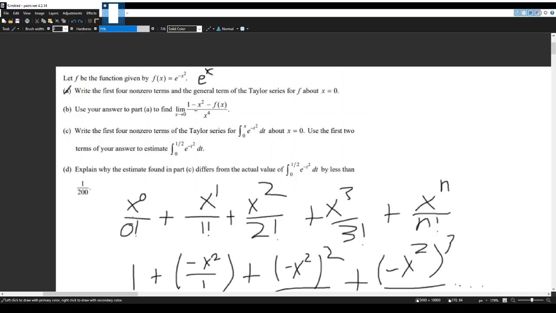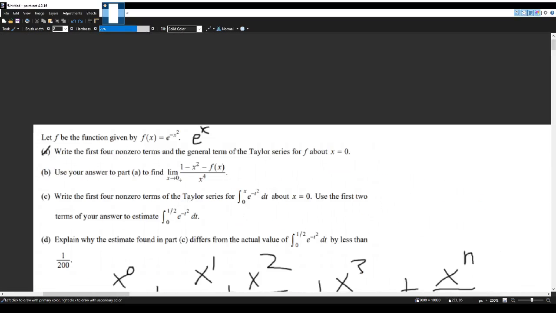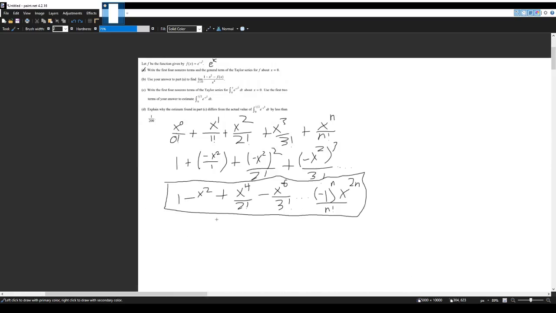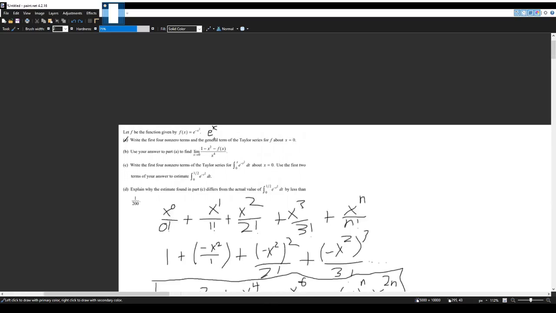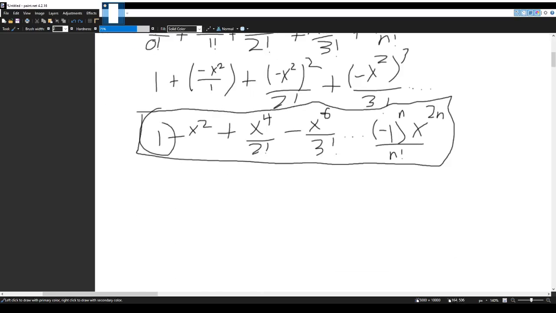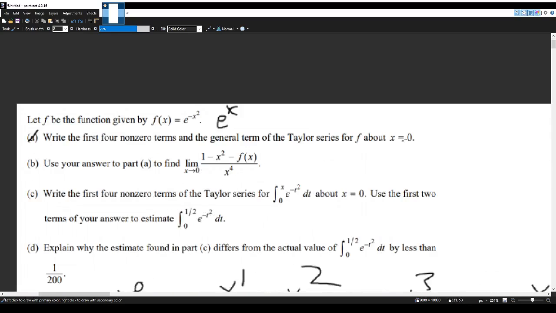Use your answer for part A to find the limit of this. So, of course, I'm looking at this limit, and it seems like, okay, can you just plug in 0 for x? No, because the bottom is going to be 0, and we're going to divide by 0, and that is not good. Also, the top's going to be 0, right? Because f of 0 is 1. Yeah, plug in 0, e to the 0, 1.